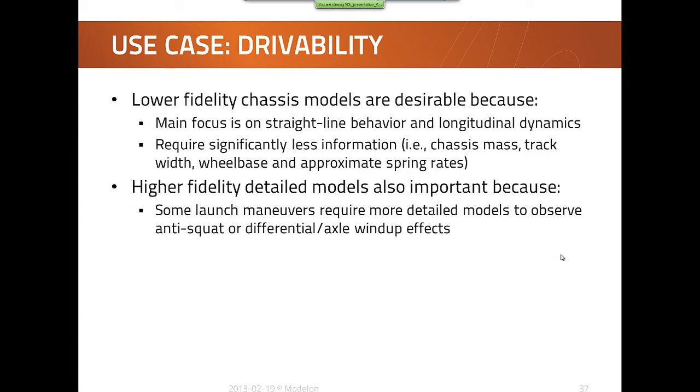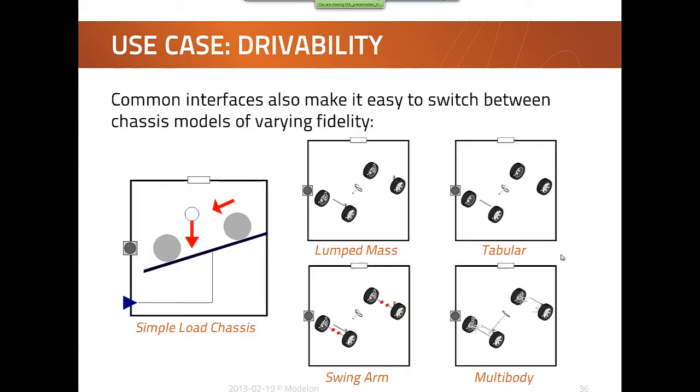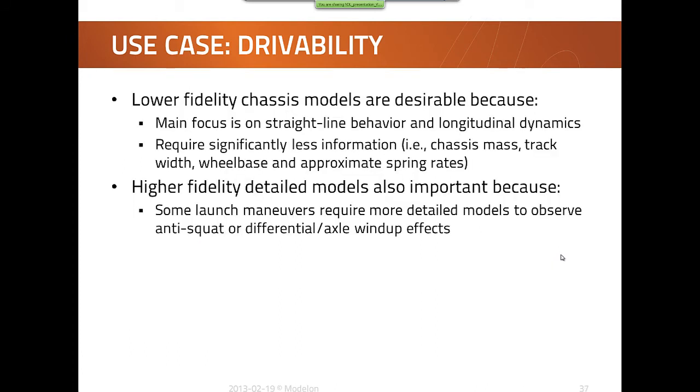The lower fidelity chassis models are desirable because the main focus in drivability analysis is straight line behavior and longitudinal dynamics. They also require significantly less information; the only things you really need are chassis mass, track width, wheelbase, and approximate spring rates. Higher fidelity detailed models are also important because some launch maneuvers require more detailed models to observe anti-squat and differential and axle wind-up. Some of these different characteristics can be seen by moving progressively from the simple load chassis to the lump mass, swing arm, tabular, and multi-body configurations.